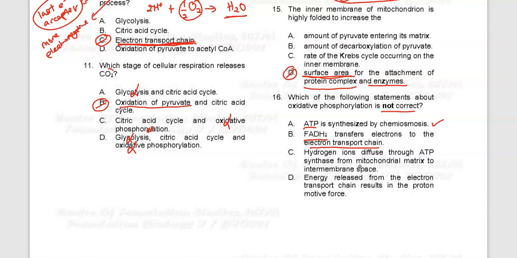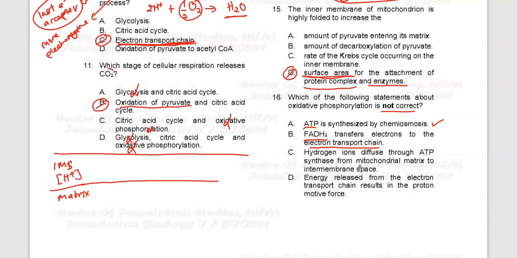Basically, for example, here you have the inner membrane of mitochondria. This region is the matrix. This region is the intermembrane space. You have the outer membrane of mitochondria. This one you really have to make sure you understand: the matrix has a low concentration of hydrogen ion, and the intermembrane space has a high concentration of hydrogen ion.